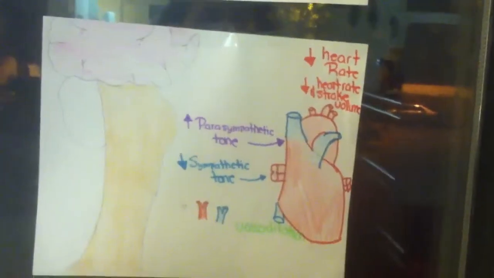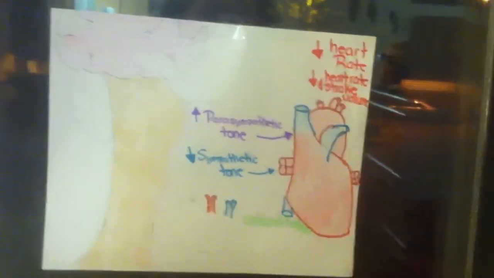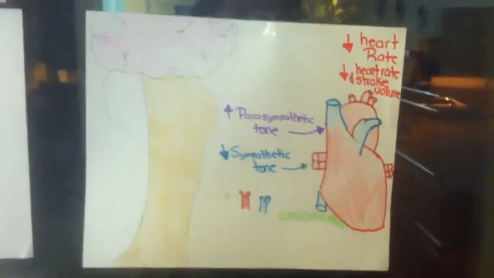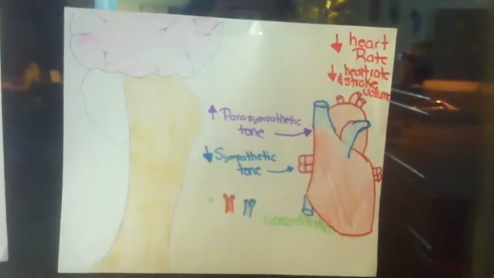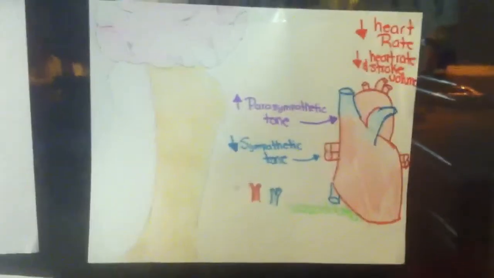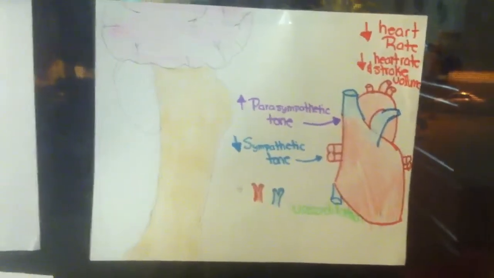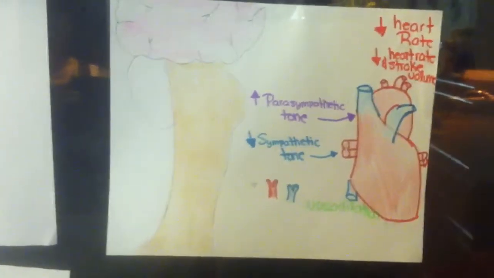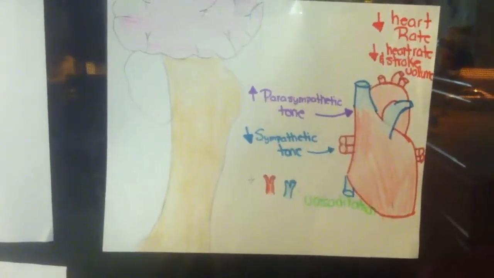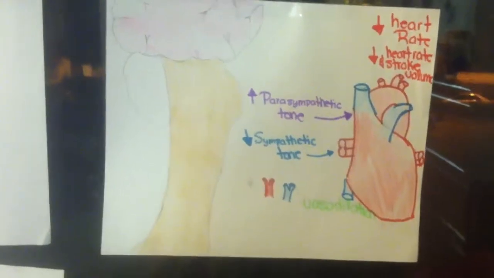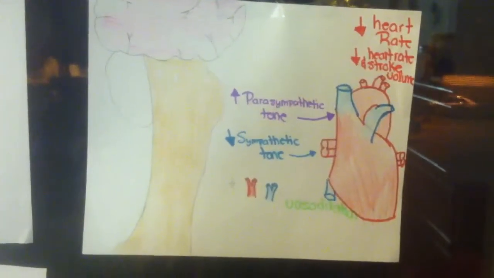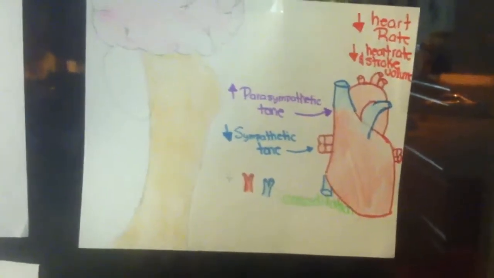After the baroreceptors are stimulated, the parasympathetic tone is increased towards the heart, and as a result, the heart rate decreases. The stimulation of the baroreceptor also decreases the sympathetic tone towards the heart, and it decreases the heart rate and stroke volume. The sympathetic tone is also decreased in the blood vessels, which causes vasodilation in the blood vessels. Vasodilation is a widening of blood vessels, which decreases the blood pressure.